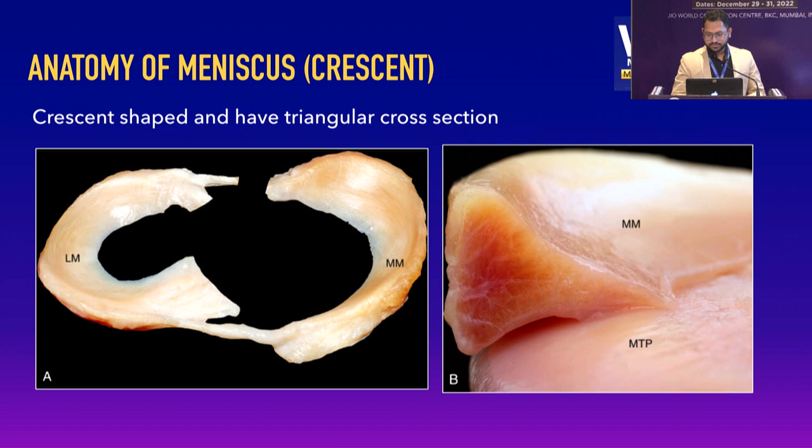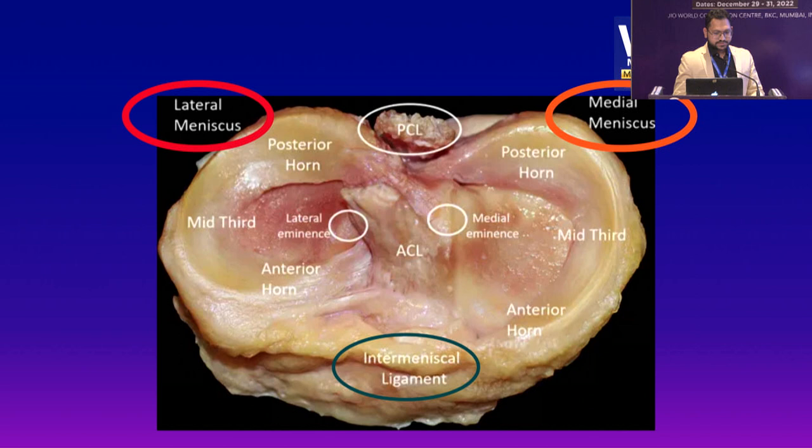This is the very important anatomy where you can see the anterior root and the posterior root, particularly this one is the anterior horn and the posterior horn, and in between anterior horn and the posterior horn is the body. For the same, these are the roots. This is the intermeniscal ligament, which you can see in the anterior region.